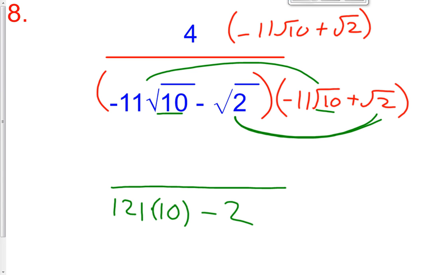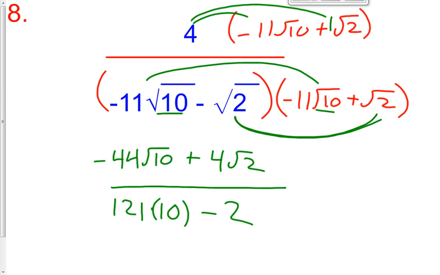Let's multiply our numerator by distributing. So we have a negative 4 times a negative 11 is a negative 44 square root of 10. And then a negative 4 times 1 is just 4 square root of 2.